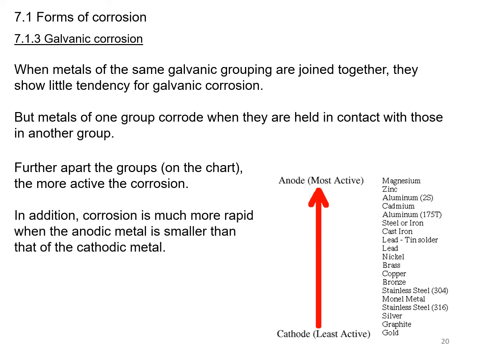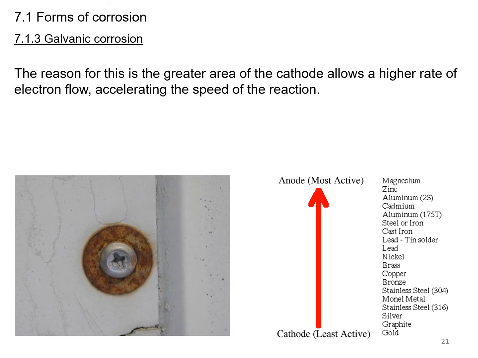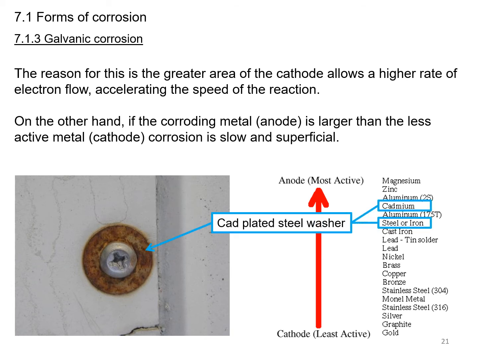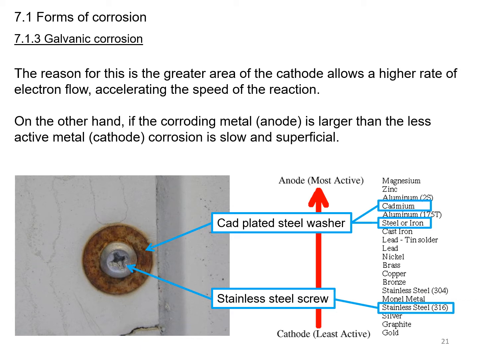In addition, corrosion is much more rapid when the anodic metal is smaller than the cathodic metal. The reason for this is the greater area of the cathode allows for a higher rate of electron flow, accelerating the speed of the reaction. On the other hand, if the corroding metal, the anode, is larger than the less active metal, the cathode, corrosion is slow and superficial. In this case here, we have the cad-plated steel washer, which is steel and cadmium, and we have the stainless steel screw. So in this case, stainless steel will not react as much, but the cad-plated steel washer gets all the corrosion.